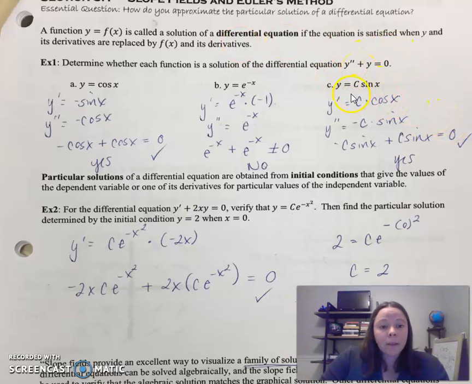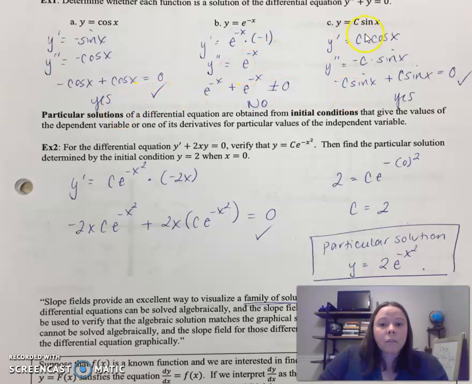Now notice you had that c value, so particular solutions of a differential equation are obtained from initial conditions, just like what we were used to. If ever we wanted to find the c value when we did the antiderivative, they would give you an initial point or some type of point on the curve so you could find the c value.